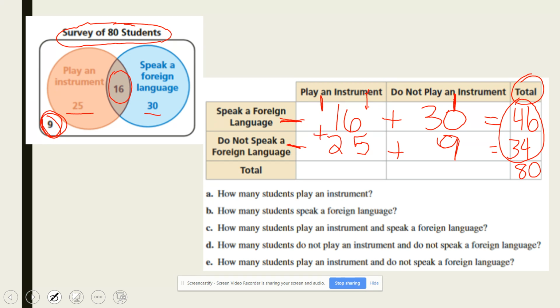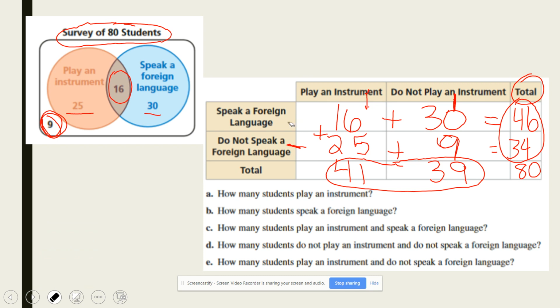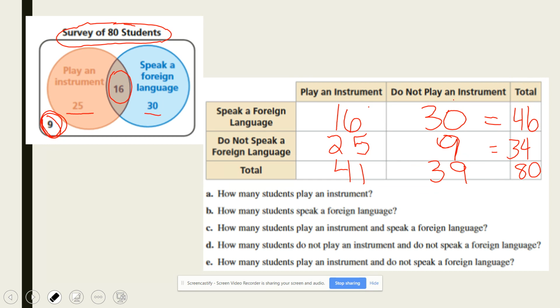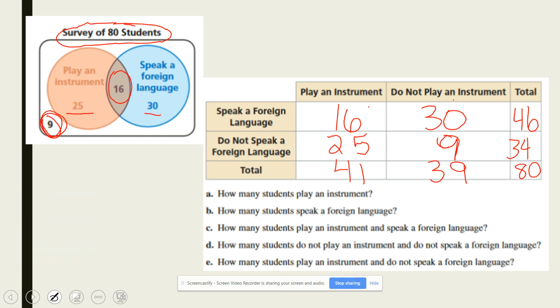Then these totals, 16 plus 25 is 41. 30 plus 9 is 39. And 41 plus 39 should add to 80. And they do. So taking away all the extra marks on this table, this is what your final two-way table should look like.